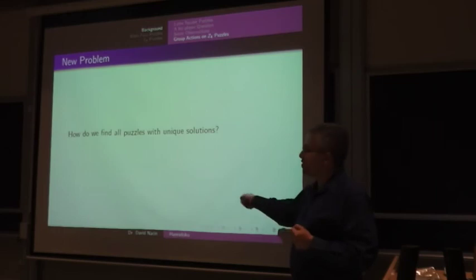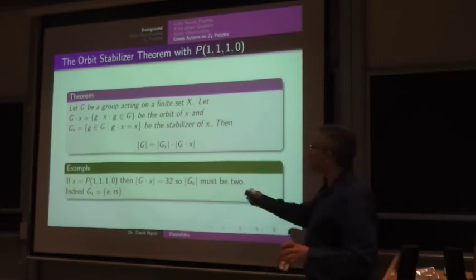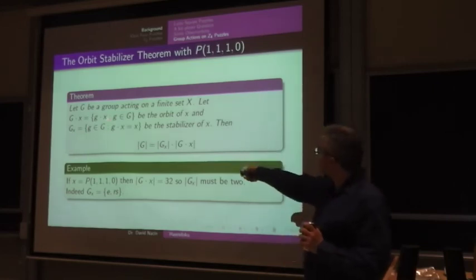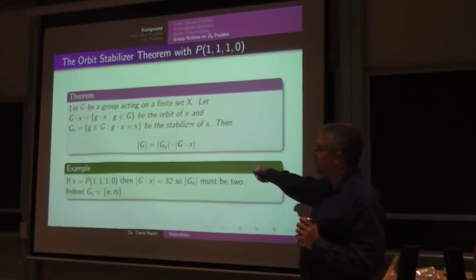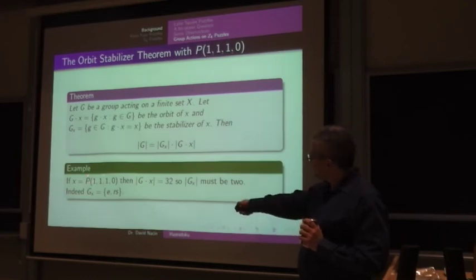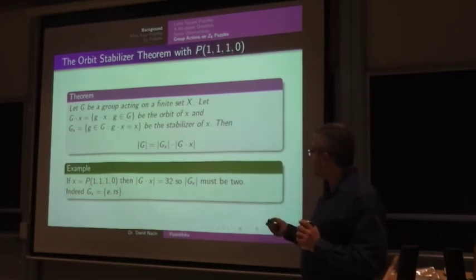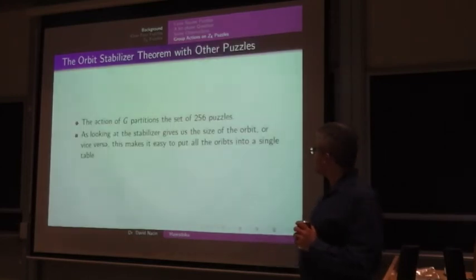But what I want is to make sure I get all the puzzles with unique solutions. For this, all I need is the basics of the orbit-stabilizer theorem. I'm going to define the orbit to be everything that the puzzle gets mapped to. The stabilizer is going to be all the group elements that fix that puzzle. And I know that the order of the group is the order of the stabilizer times the size of the orbit. For example, with our Hayes puzzle that he gave, we saw that there were 32 elements in the orbit, so that means the stabilizer was 2. And sure enough, this is fixed under the diagonal reflection. So that ends up being the stabilizer, as one example.